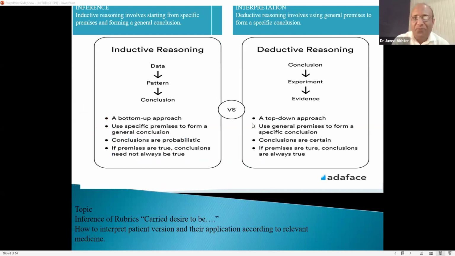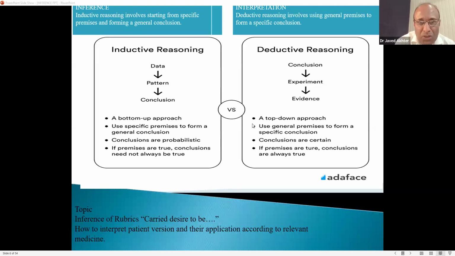Here, I differentiate between inference and interpretation. Inference is based on the data of the patient, what the patient is saying to you. After this, we use the data pattern, we analyze it, and we take all the rubrics over there. Then we can conclude from the most important rubrics and come to the conclusion. This is an inference.